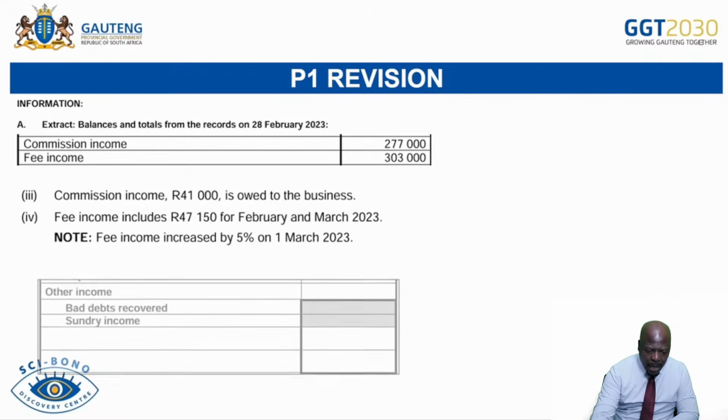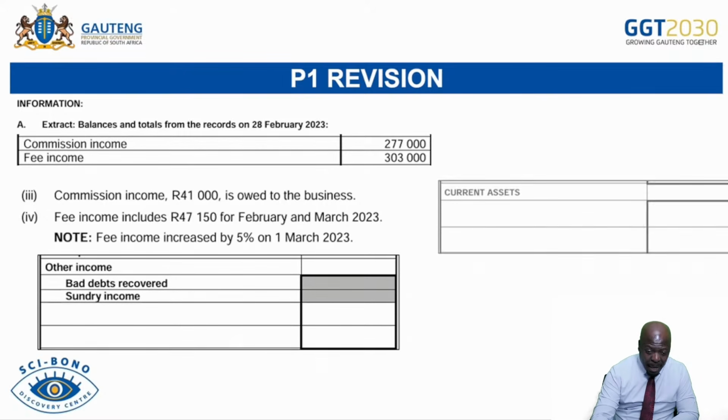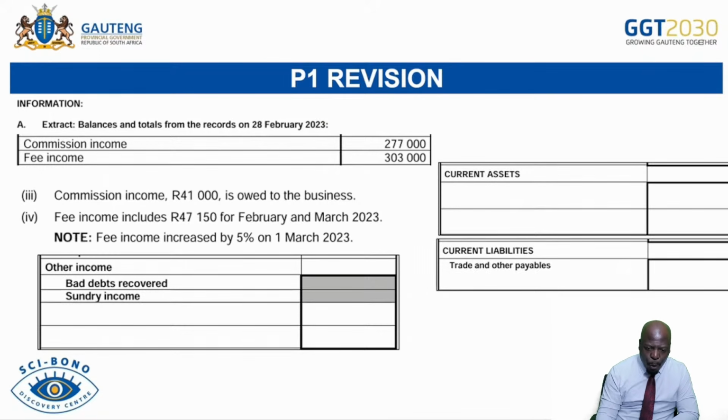All right. So we're going to have our answer book for the statement of comprehensive income, and we are going to make adjustments that will go both to the statement of comprehensive income and the statement of financial position. Okay, so the first one says commission income 41,000 is owed to the business. So this is an accrued expense. So it simply means I'm going to come here and I'm going to open my bracket. I'm going to say commission income. And on my commission income, I'm going to open bracket. And how much do I have here?